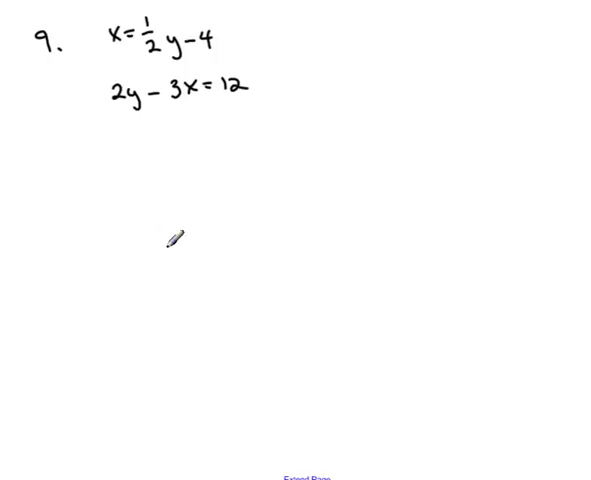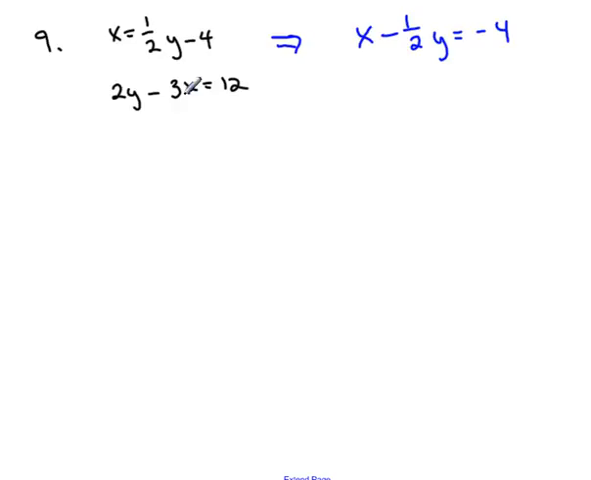Okay, continuing on with the review, we're on problem number 9. The directions still say to use elimination. Because my directions say to use elimination, I can't use substitution, even though this problem is set up nicely for substitution. So I need to set it up for elimination. That means I need to get my x's on the same side as the y's. So I'm going to subtract 1/2 y to get x minus 1/2 y equals -4.